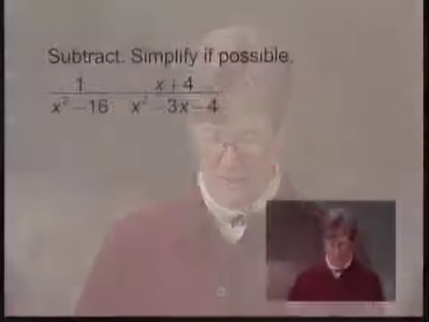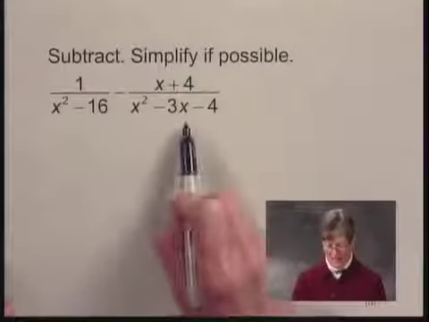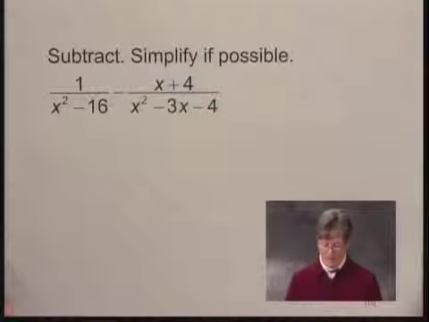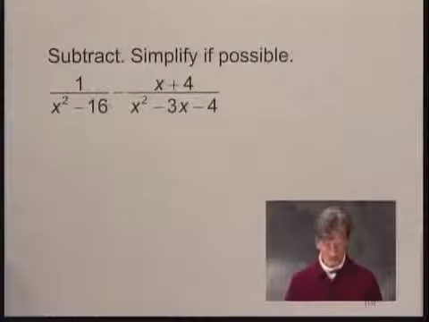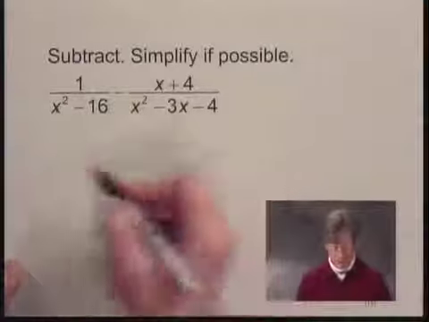We're going to subtract rational expressions and then we'll simplify the result if we can. The subtraction that we're doing is 1 over x squared minus 16 minus x plus 4 over x squared minus 3x minus 4. Now, these denominators are different, so the first thing that we need to do is to find the least common denominator, and the first step in doing that is to write each of these denominators in factored form.